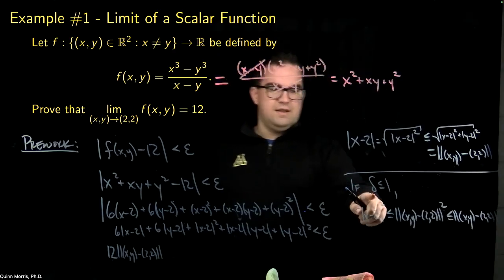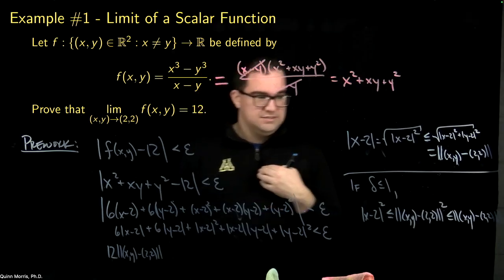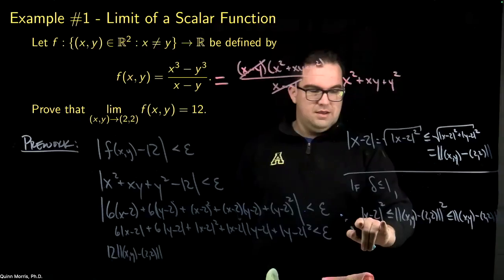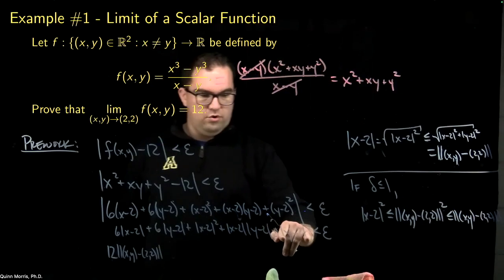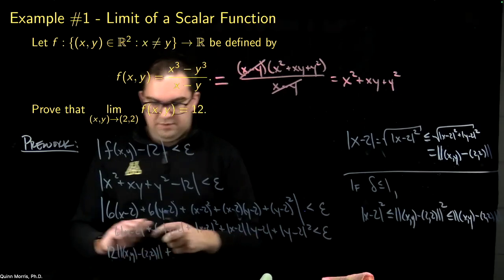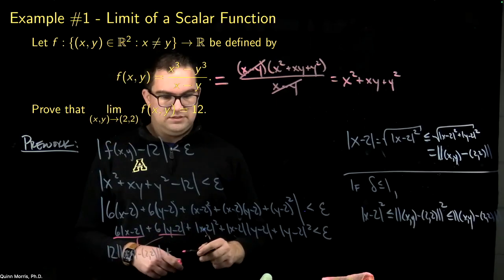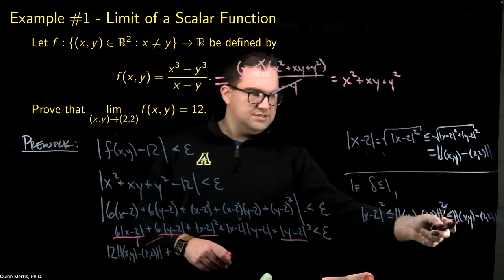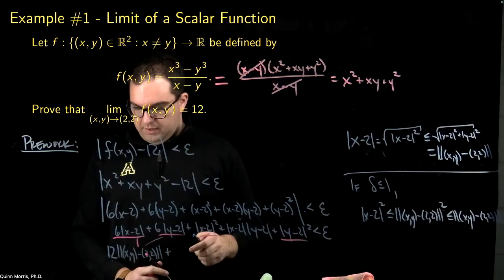So if I know that delta is less than 1, and remember, I get to choose delta, so I'm going to make sure it's less than 1. As long as I make sure delta is less than or equal to 1, then x minus 2 squared is less than or equal to this. Similarly for y minus 2 squared. So just to keep track here, these first two terms are each less than or equal to one of these. So I'll pick up two of those.